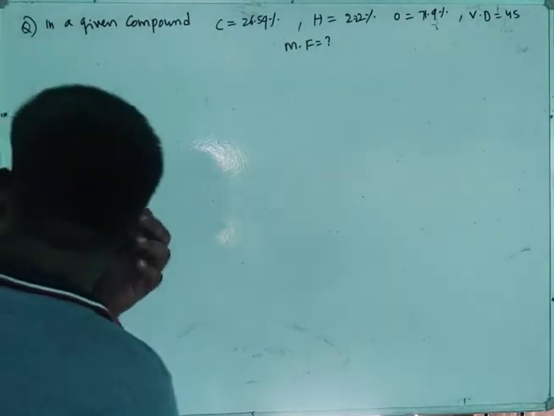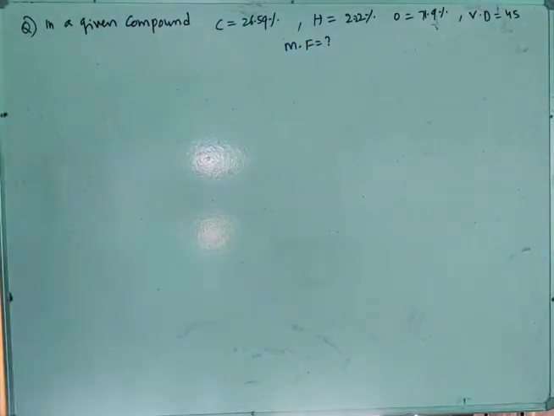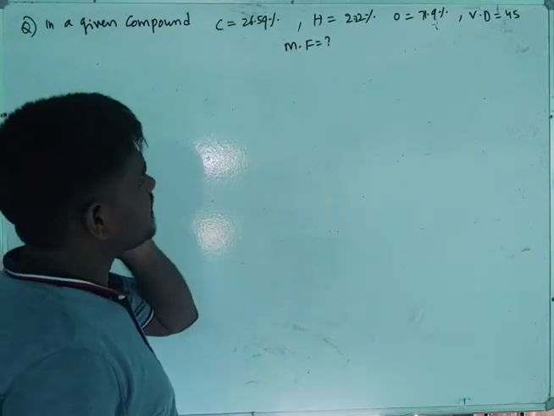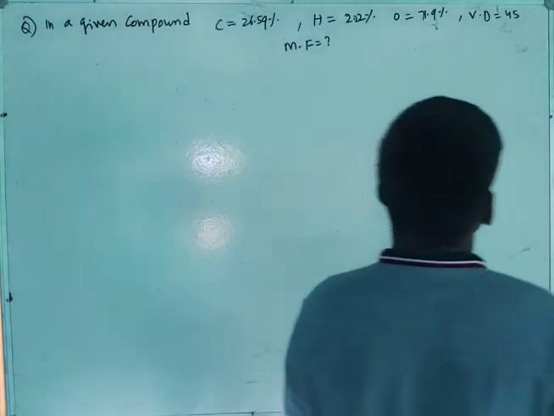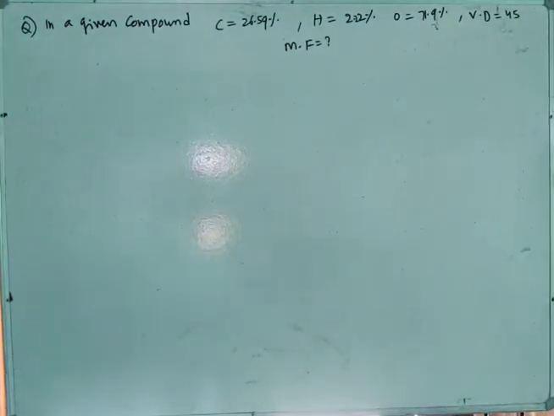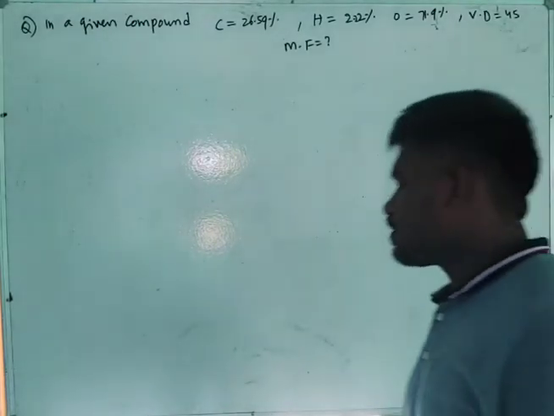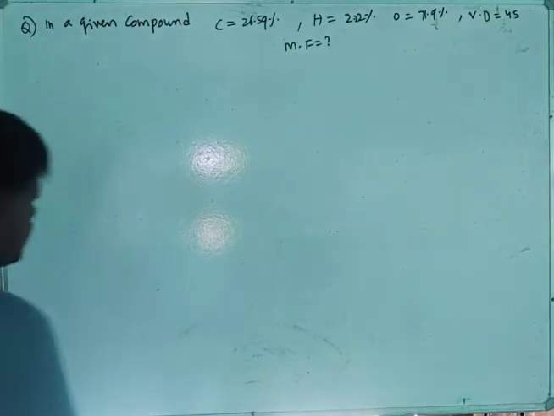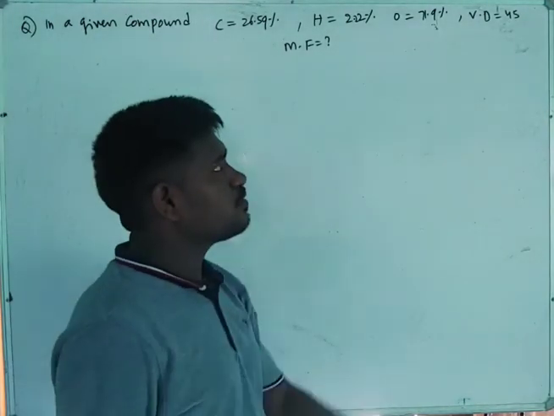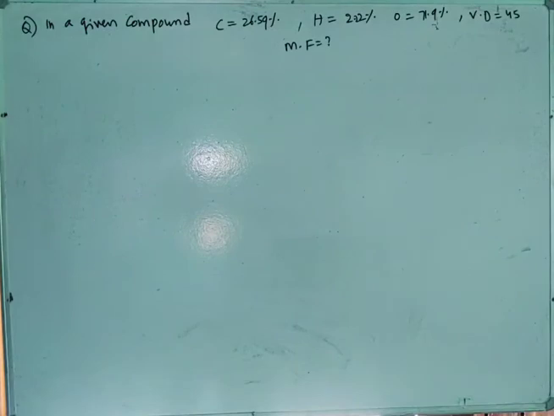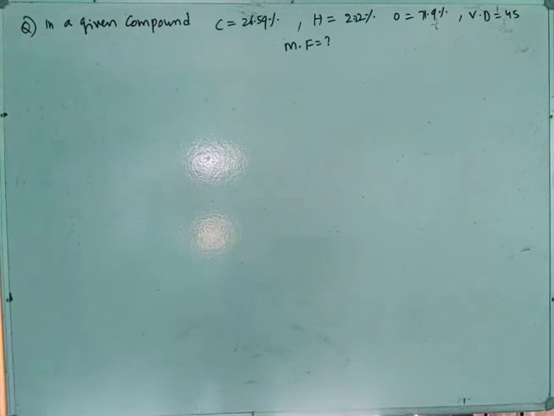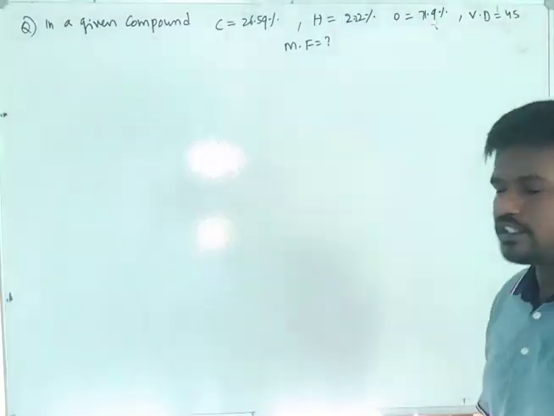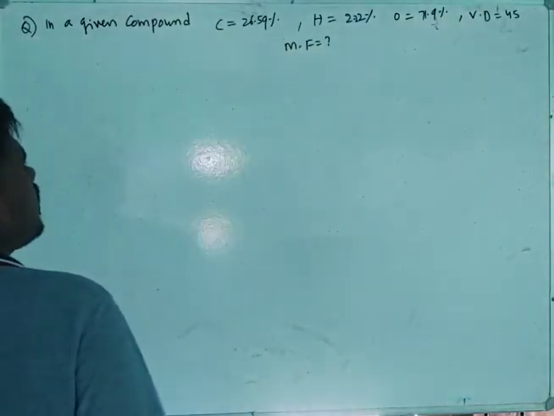So let us see the next question, guys. In a given compound, carbon is present at 26.59%, hydrogen is present at 2.22%, and oxygen is present at 71.9%. The vapor density of the compound is 45, and we have to find out the molecular formula. So first, by using the percentage composition we need to find the empirical formula, and after finding the empirical formula, by using the vapor density we need to find the molecular weight. That is a direct formula. So first let us find out the empirical formula.